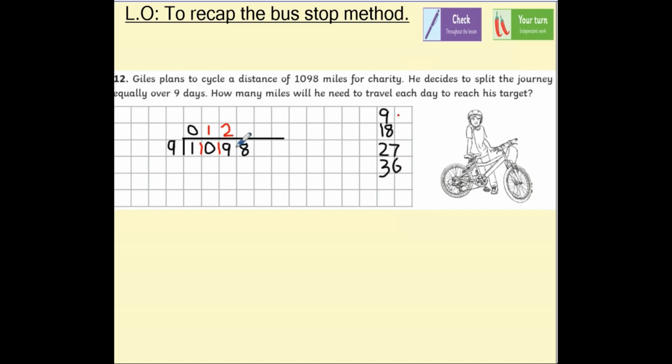And then we would have 1 left over, wouldn't we? Because we got to 18, but we wanted to get to 19. So this now becomes 18, and we know that goes directly into 9. So how many 9s go into 18? That would be 2. Now, when we write the answer, we wouldn't include the 0. We would just say the answer is 122 miles.